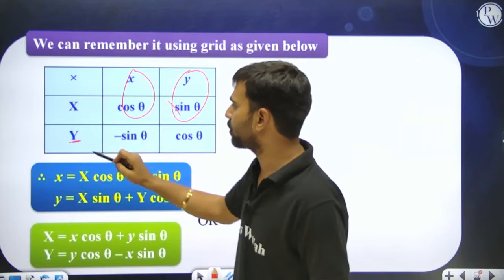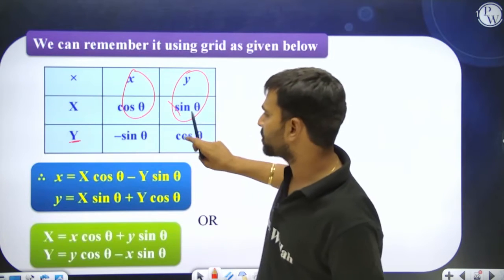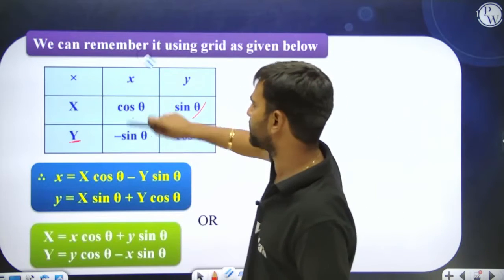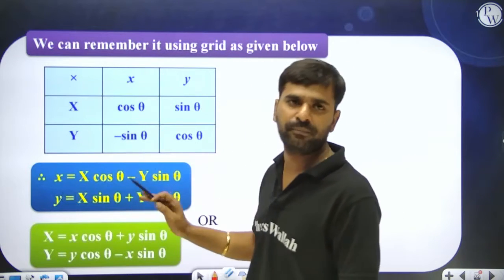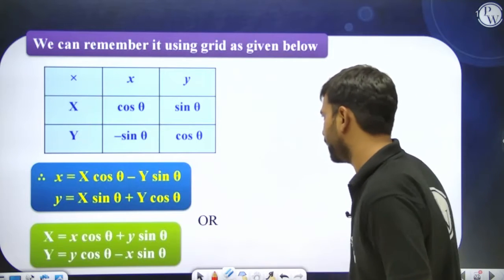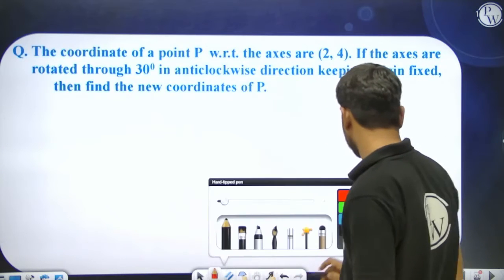If you want to write down the coordinates of this, so x into minus sin theta and y into cos theta, add both of these things. So this table, if you have understood, then you can understand all these 4 formulas and there will be no confusion at all. Okay, so that is one such thing. All right, moving ahead, let's do some questions based on rotation as well.